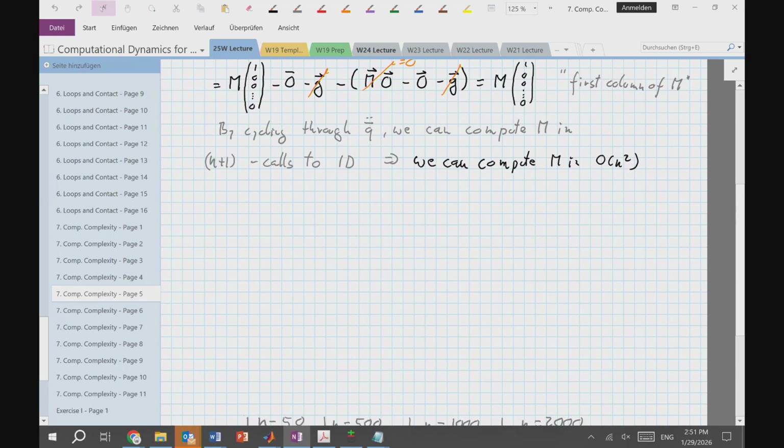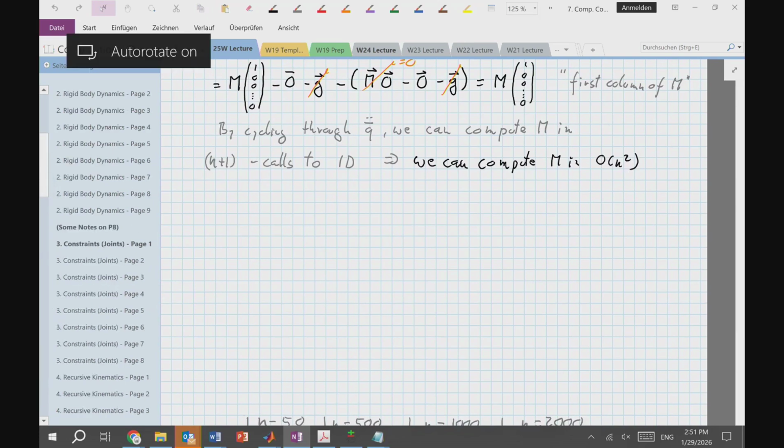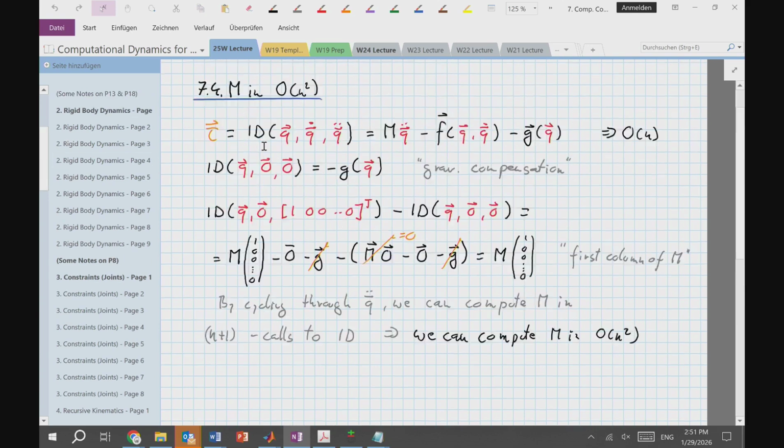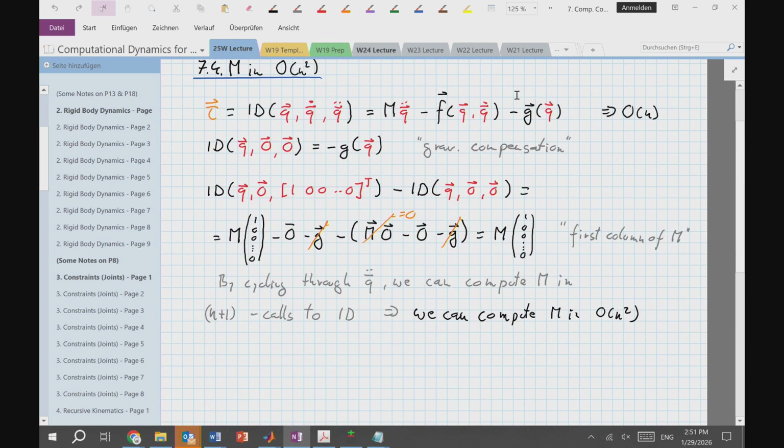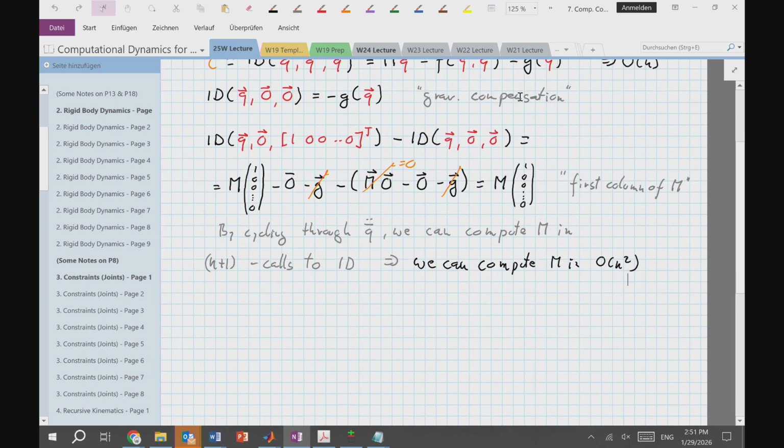What we've established so far is that we can do inverse dynamics in order n complexity. We can compute a mass matrix, which is basically what we did in the examples, in order n squared complexity. We will not be able to do any better because we have to write down the mass matrix.